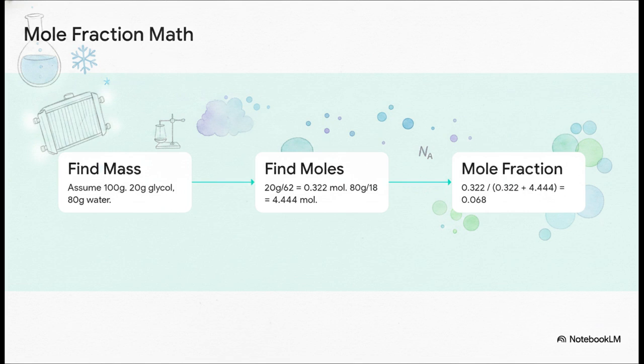That leaves us with 0.322 moles of glycol and 4.444 moles of water. Step 3, to find the mole fraction, simply divide the moles of our target component by the total moles. So 0.322 divided by the total, 4.766, gives us 0.068. See? It's simple, logical, and guaranteed to earn you full marks.